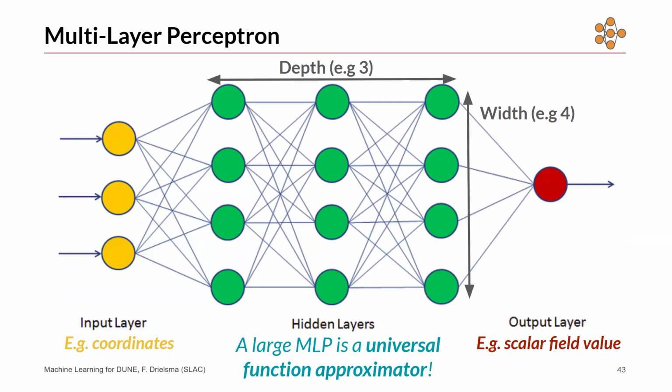I will say, just for jargon, that the number of neurons you have per layer in your multi-layer perceptron is typically called width. So here you can see the width of this neural network is 4. And the number of layers you have between the input and the output is called the number of hidden layers, or the depth of the neural network.